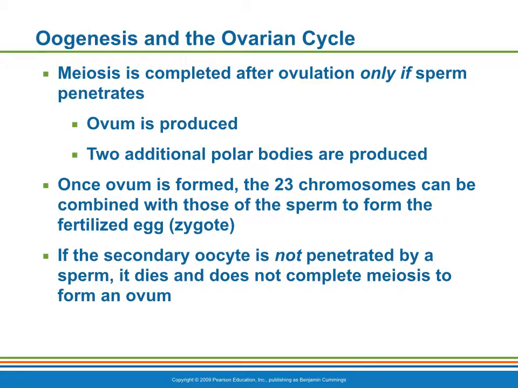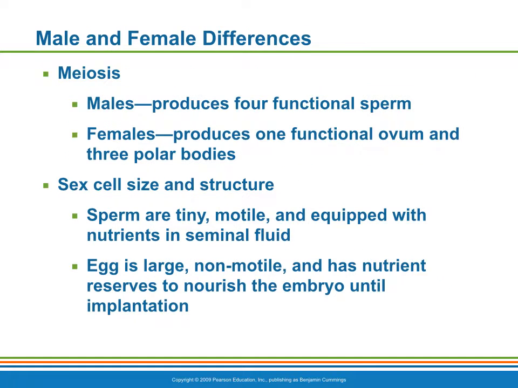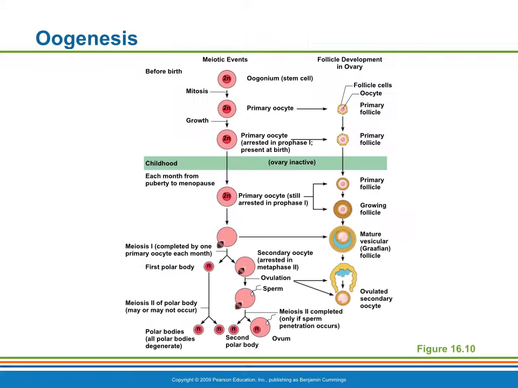So it goes from oocyte to a zygote, and then if that doesn't happen, it's going to be sloughed off with the menses that occurs. Again, there are some differences in males and females. In meiosis, males produce 4 functional sperm, and females only produce 1 functional egg. The sperm are very tiny, whereas the egg is the largest cell of the human body.